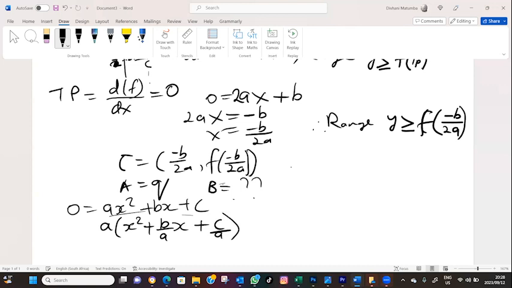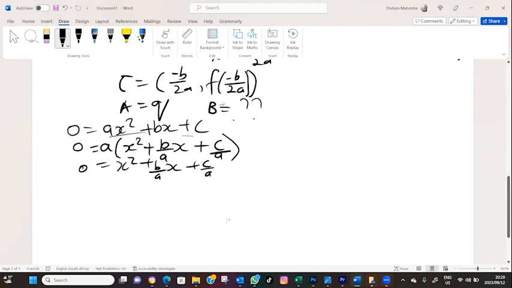This is what we're going to be left with, equals 0. And if we divide by a, we'll have 0 equals x squared plus b over a x plus c over a. All right, that looks familiar.